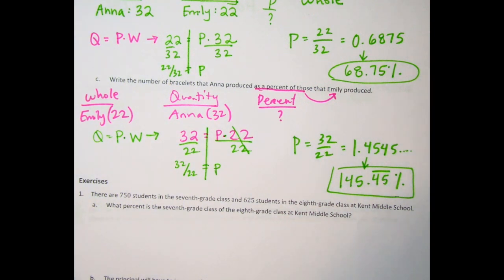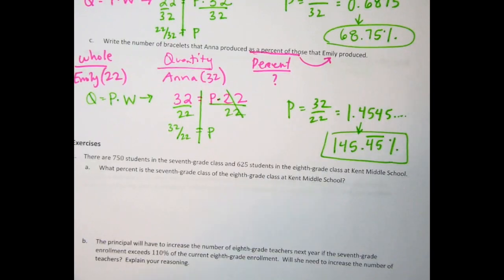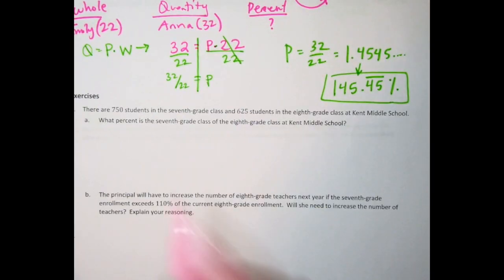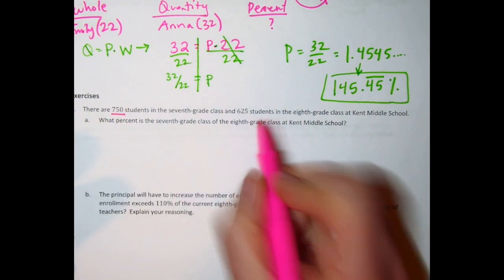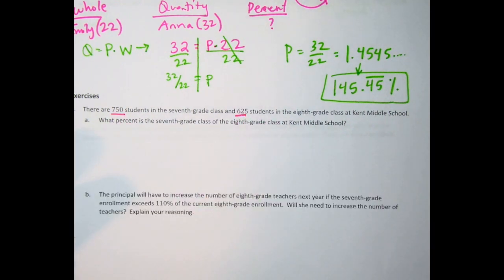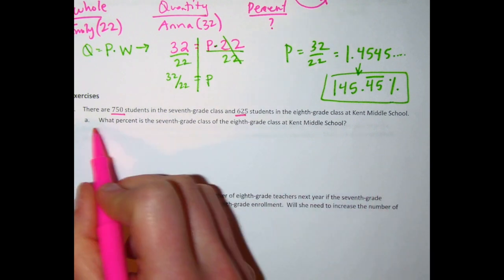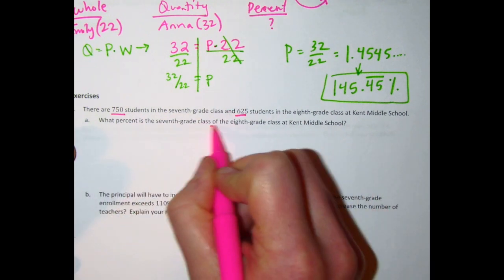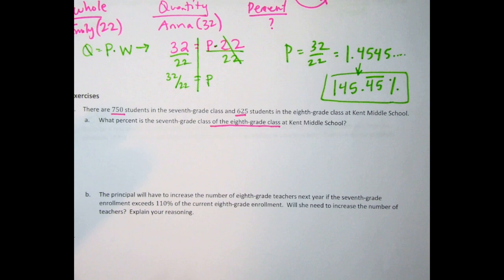What I'm going to do first is help to articulate which of them are going to be your whole, and then I'll come back and do exercise 1. So for exercise 1, it says there are 750 students in 7th grade and 625 students in 8th grade at Kent Middle School. What percent is the 7th grade class of the 8th grade class at Kent Middle School?